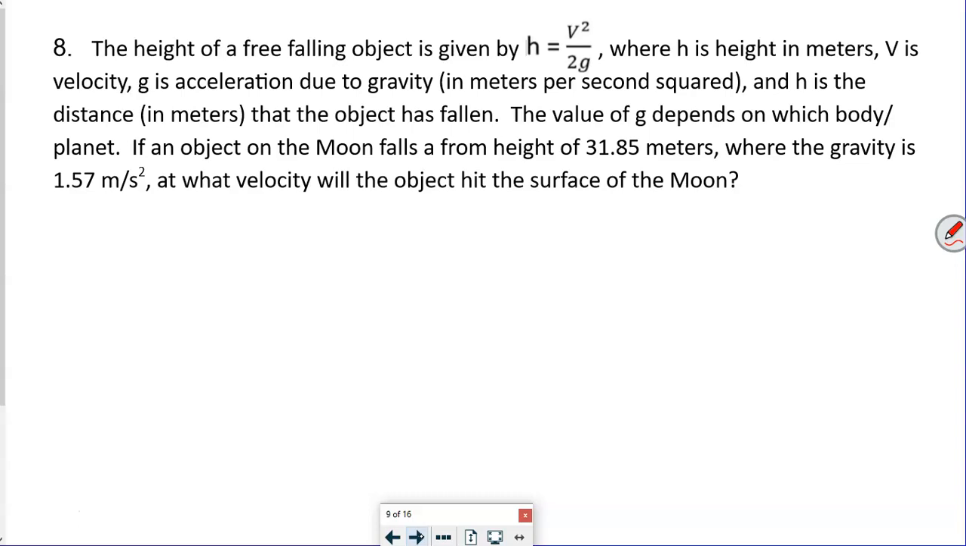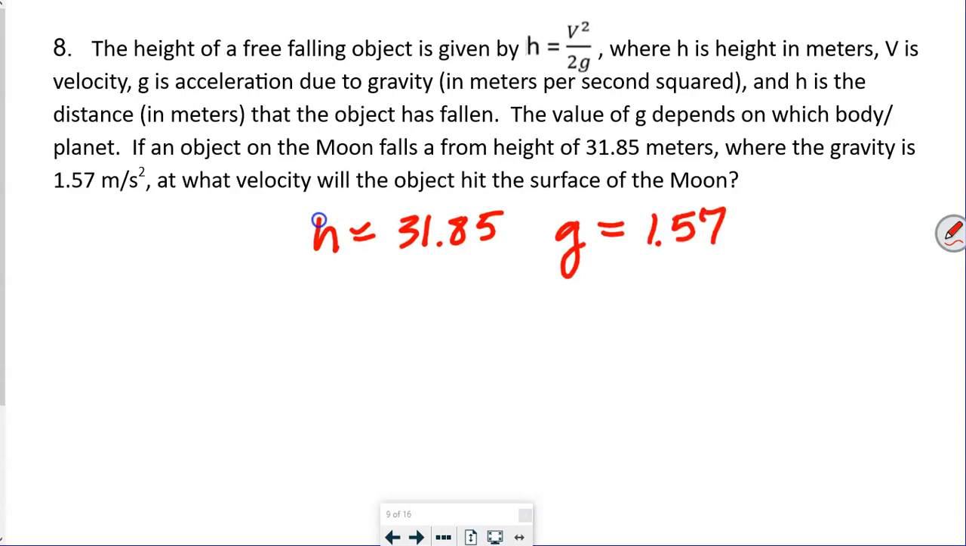And what would the velocity of the object be on the surface of the moon? So we're just going to fill in. h is equal to 31.85, and gravity is going to be 1.57. So what we're going to do is plug those into the formula. So we've got 31.85 is equal to v squared over 1.57.